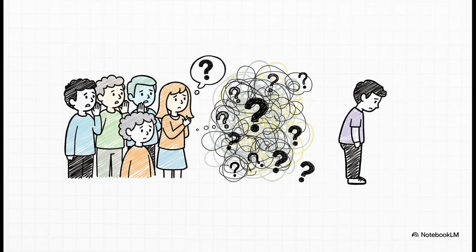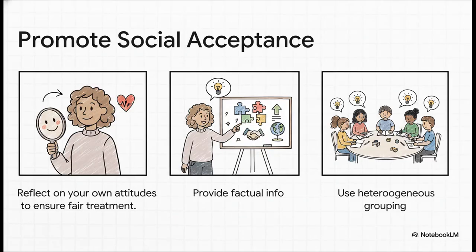But managing an inclusive classroom well, it goes even deeper than that. There's a huge social part to it. And one of the biggest challenges is actively working to overcome any misconceptions or stereotypes that students might have about their classmates with exceptionalities. So how do you actually build that climate of acceptance?